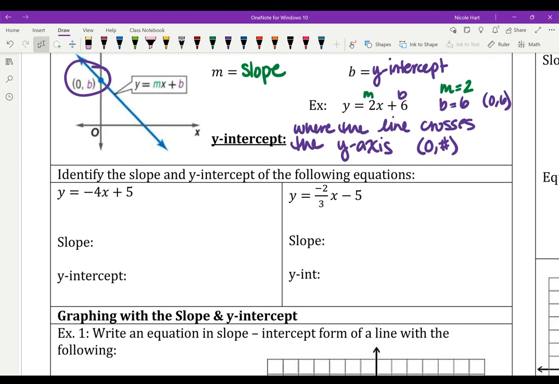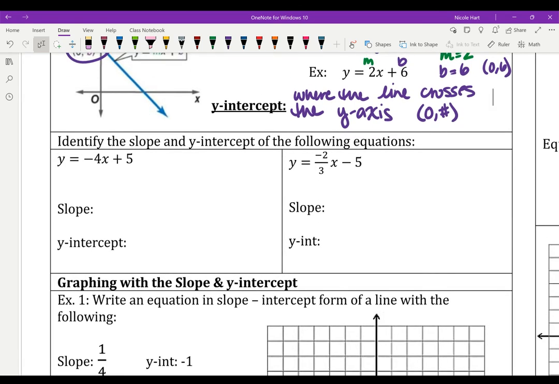First we just have some examples here identifying what the slope is and what the y-intercept is. If we look at y equals negative 4x plus 5, here is our slope, here is our y-intercept. So our slope is negative 4. The y-intercept is 5. And our second example, slope and y-intercept. Slope is always going to be next to the x. So our slope is negative 2 over 3, and our y-intercept is negative 5. Be careful of that sign change there, making it a negative 5.